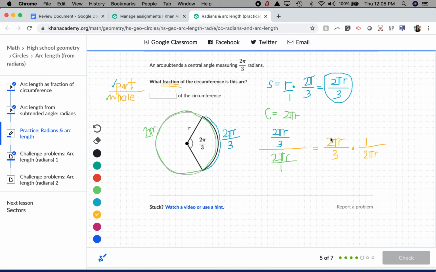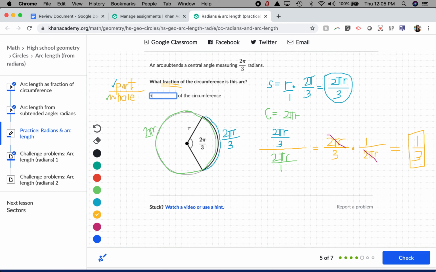Now what do I see here? I see that the numerator of the first fraction and the denominator of the second fraction are exactly the same. That means that those will cancel out to become 1, and we can get rid of it. And we are going to be left with 1 over 3. Now this means that out of the whole circle, this blue section is 1/3 of it. So 1 over 3.